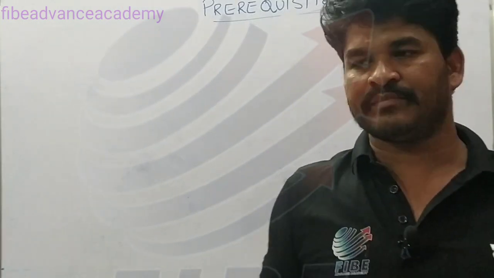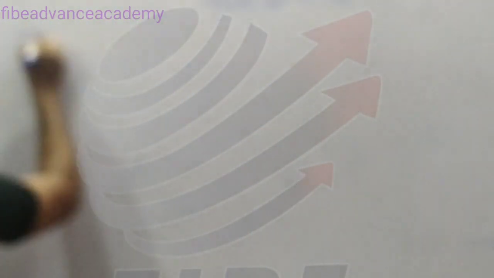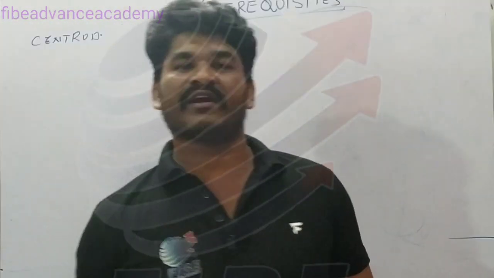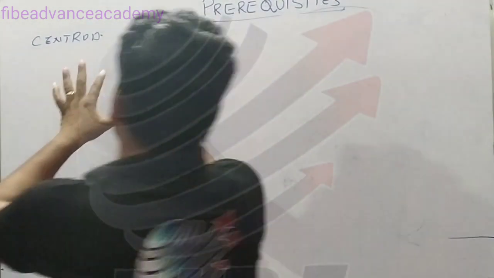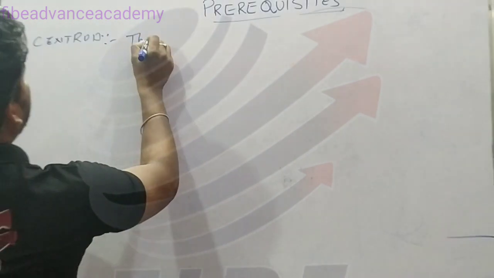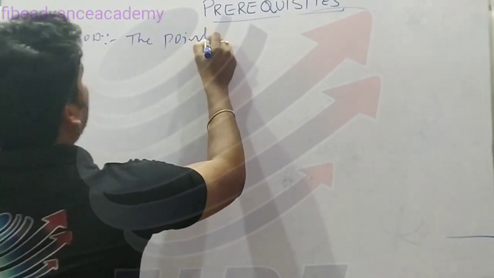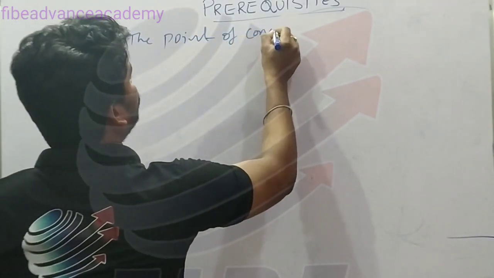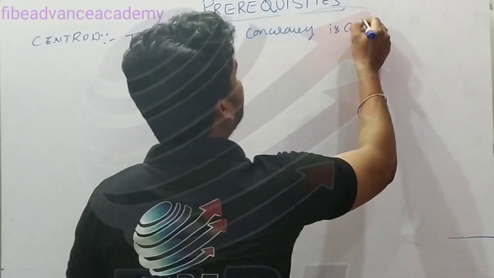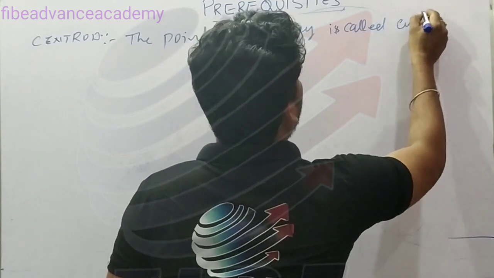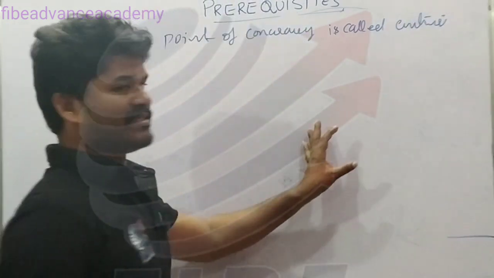The topic is centroid. What is a centroid will be discussed. What is a centroid? The point of concurrency is called a centroid. So this is a centroid.